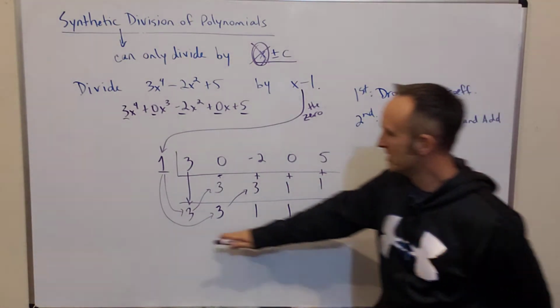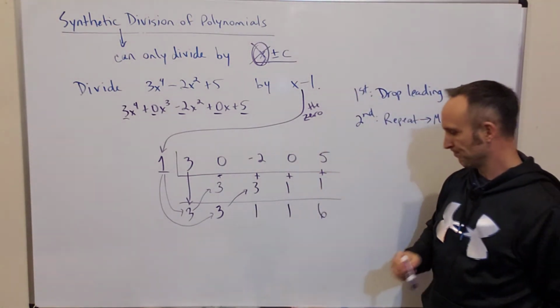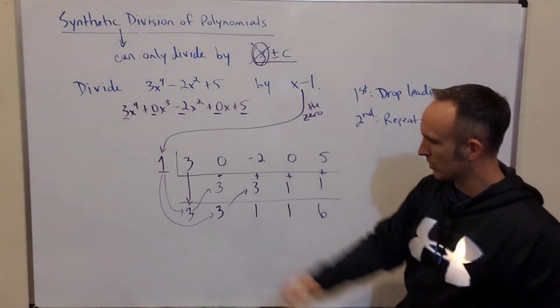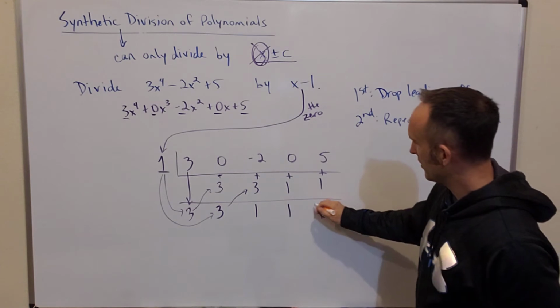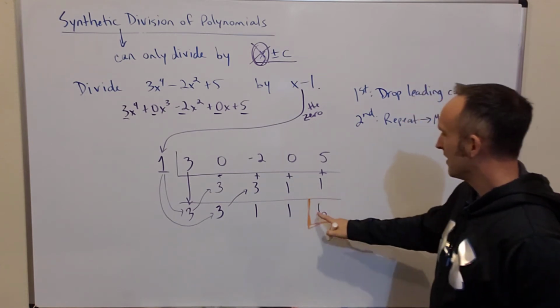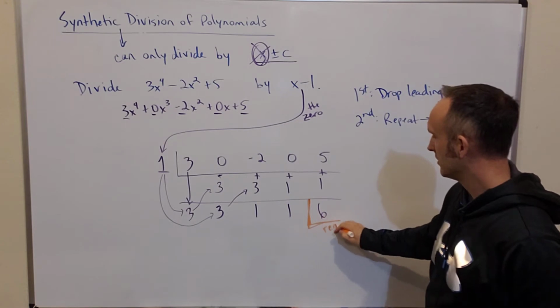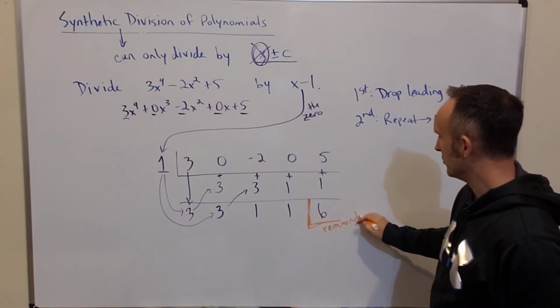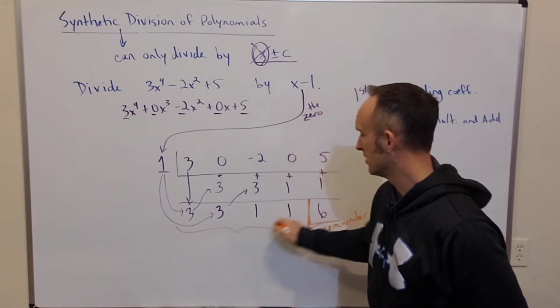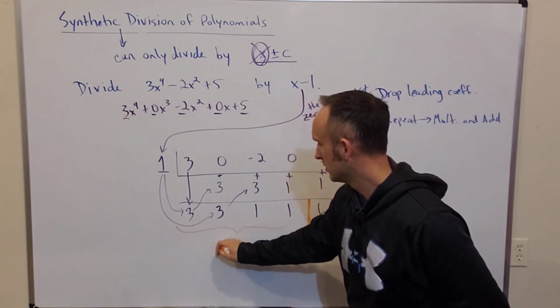All right, so this is what we have. What does it mean? Well, let's sort of break down the result. The bottom row is our result. This number on the end, I always kind of like to put it in a box like this. That's our remainder. That's how much we have left when we do this division. And then the rest of this is our quotient.